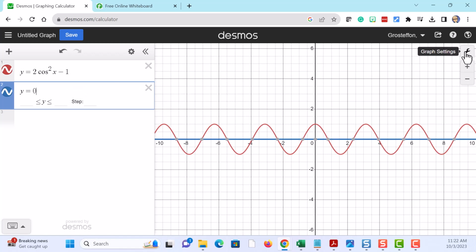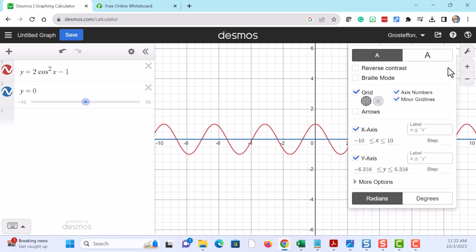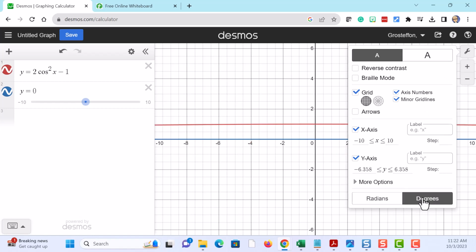So I want to make sure that my calculator is in degree mode. So I'll go to settings. Right now it's in radian mode. I need to switch that to degrees.